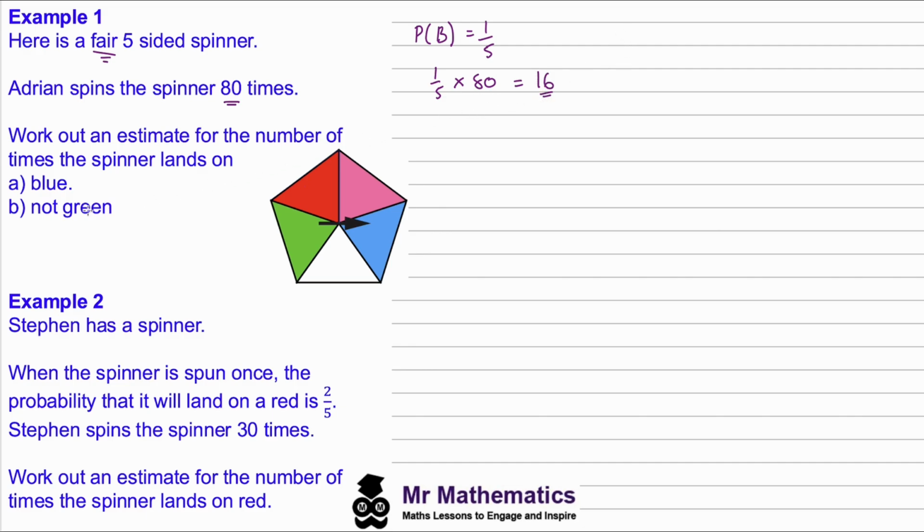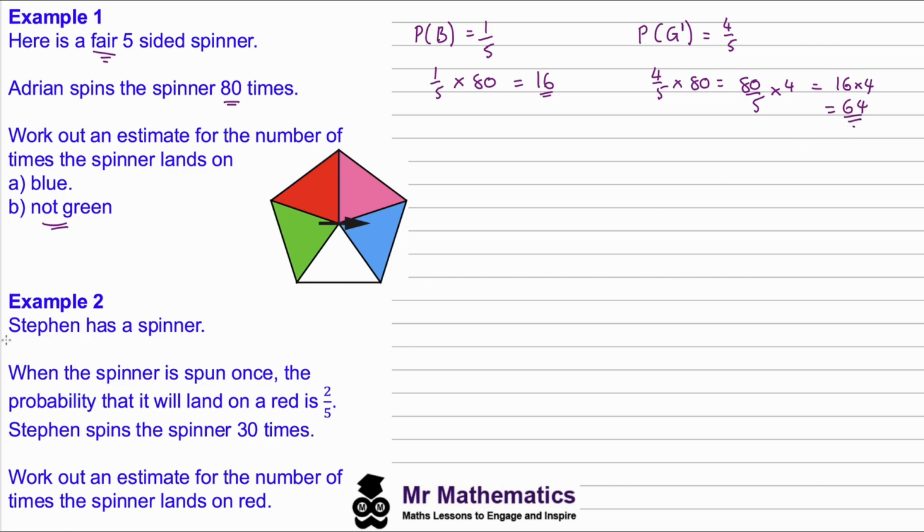And then to work out the relative frequency for not green, well, the probability of not green, so G dash, this dash means not. There are 4 colours which are not green, so this will be 4 out of the 5 in total. So the relative frequency will be this proportion of the total number of trials. So this will be 80 divided by 5, multiplied by the 4. 80 divided by 5 is 16. 16 times 4 will give us 64. So you'd expect 64 times we would not get a green.